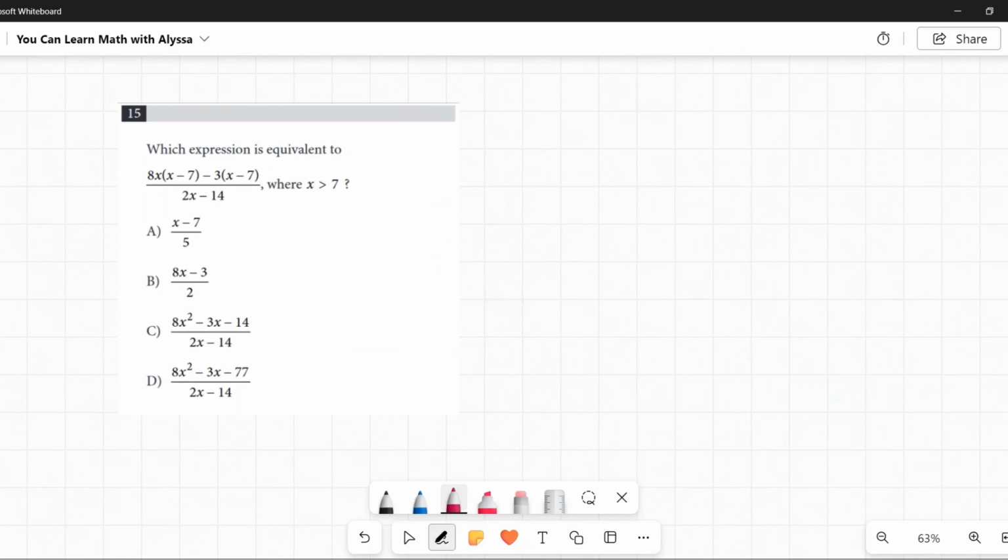Number 15, which expression is equivalent to 8x times x minus 7 minus 3 times x minus 7, all over 2x minus 14, where x is greater than 7? This is a lot more straightforward than it looks. It really is.